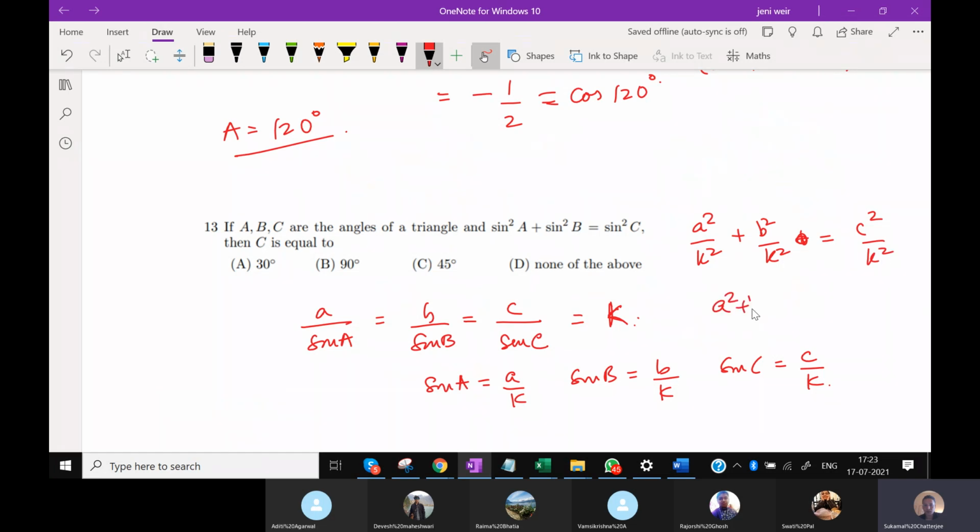which means a square plus b square equal to c square. This means the triangle is right angled. That means c is the hypotenuse, so angle C would be equal to 90 degrees.